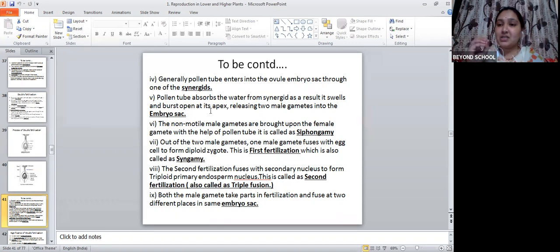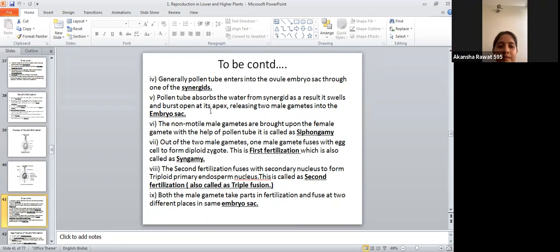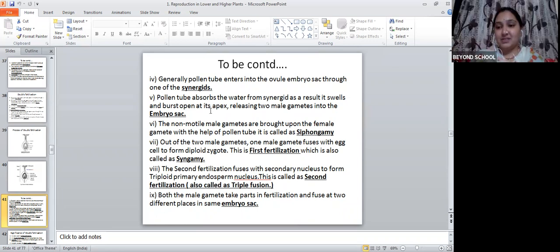There is a limit to how much it can swell. Once it swells, it bursts open. And what happens? It releases two male gametes into the embryo sac, right? The male gametes are non-motile.